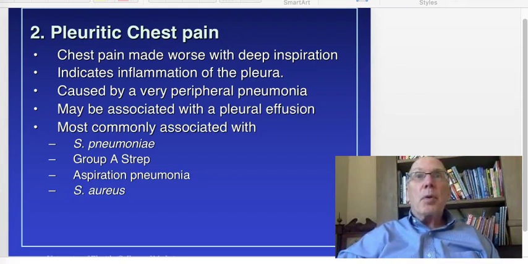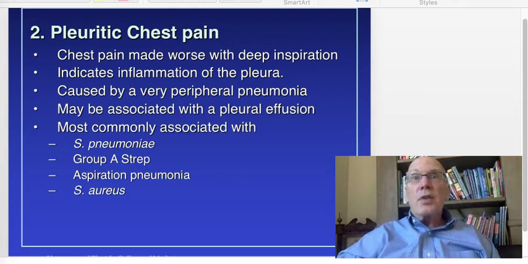Was the chest pain pleuritic? In other words, was it made worse by deep inspiration? This finding is quite specific and usually indicates inflammation of the pleura, and is often caused by pneumonia that has spread to the periphery of the lung, causing inflammation of the pleura, and may be accompanied by a pleural effusion.